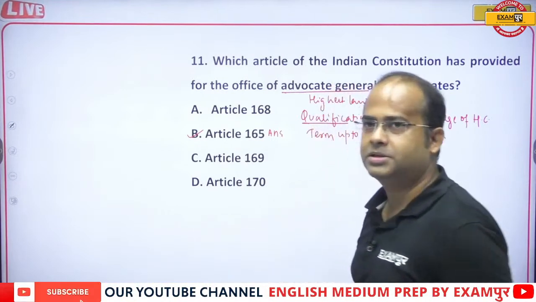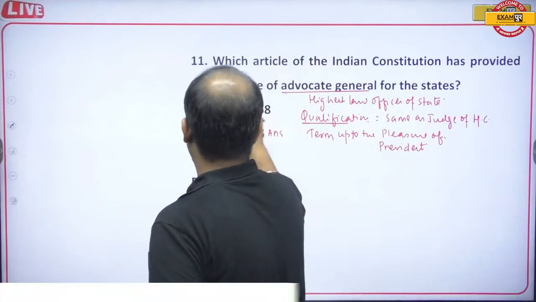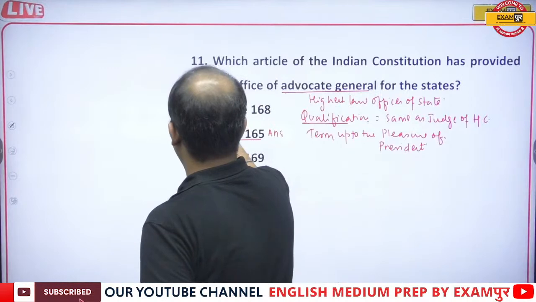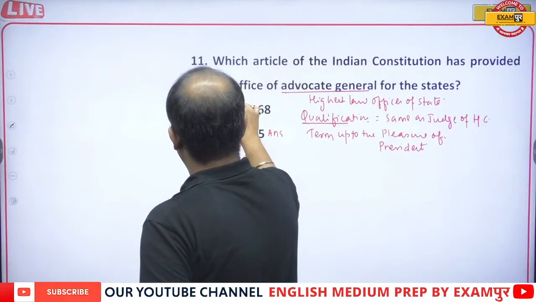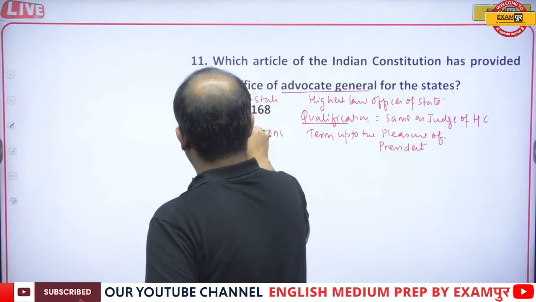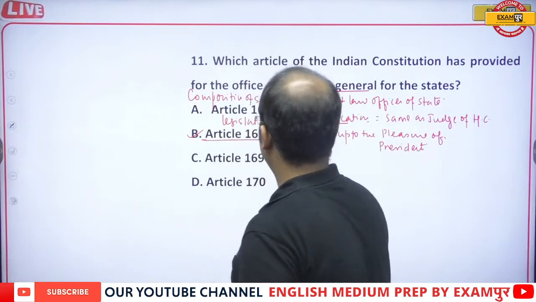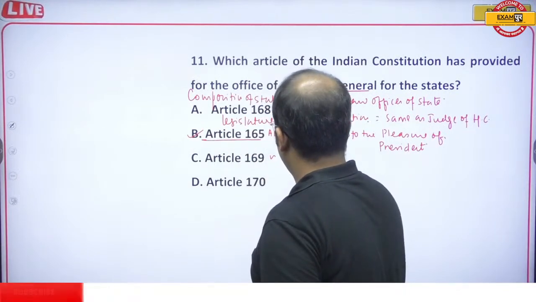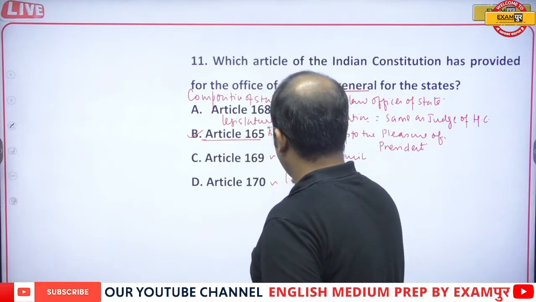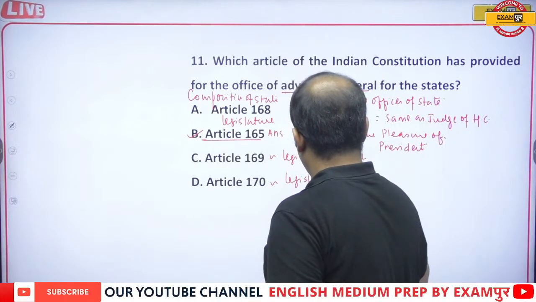Term is up to the pleasure of the president. So, that is in Article 165, guys. Article 168, that is the constitution of the state legislature, or the composition of the state legislature. Article 169, that is for the legislative council. Article 170, that is of the legislative assembly.